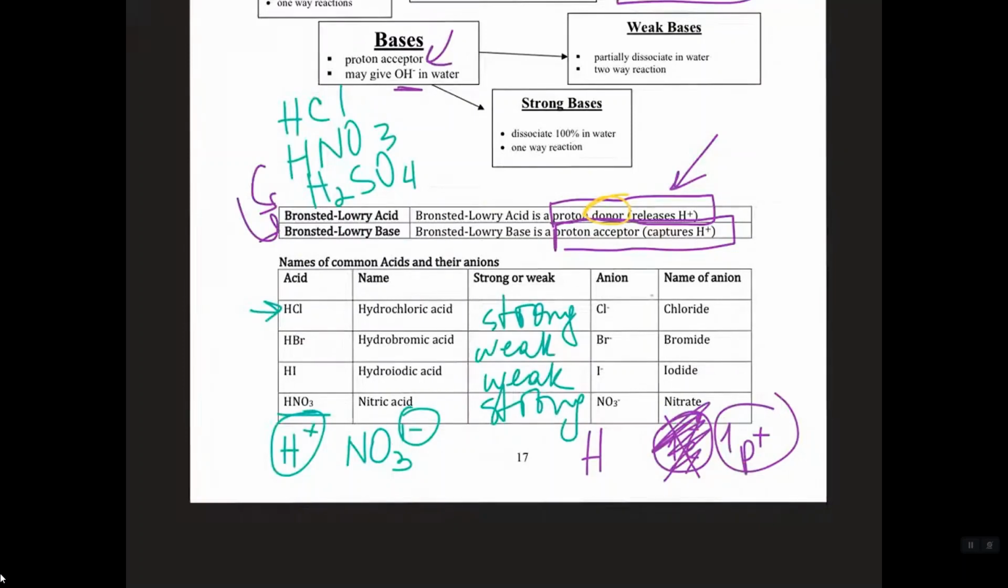So the anion that is being formed would be the species that steals this electron from hydrogen. And that becomes chloride, bromide, iodide, and nitrate.